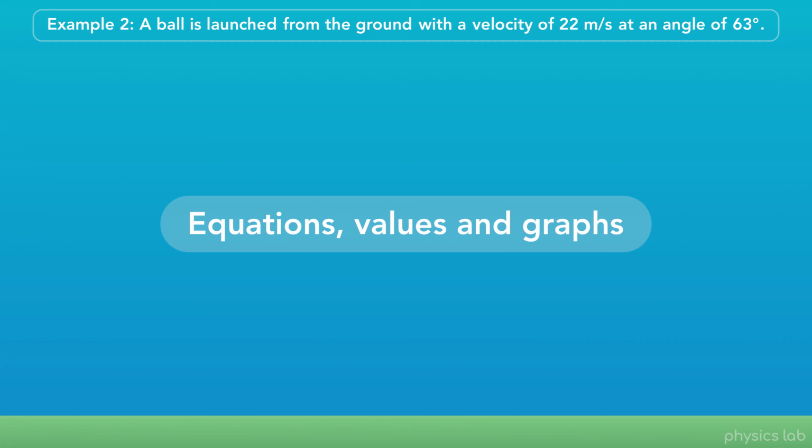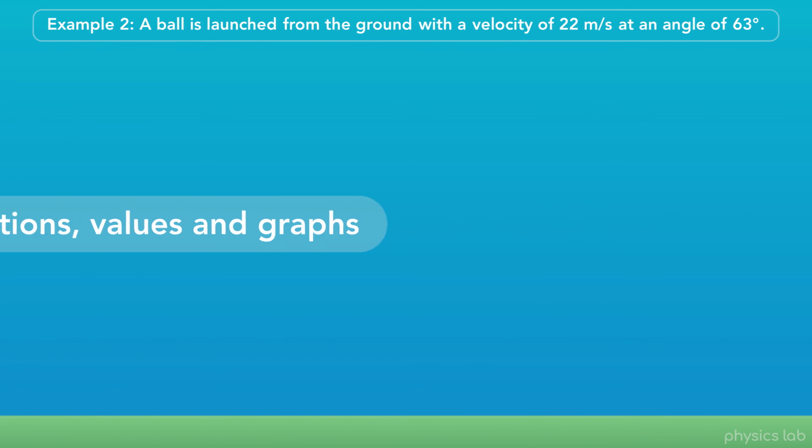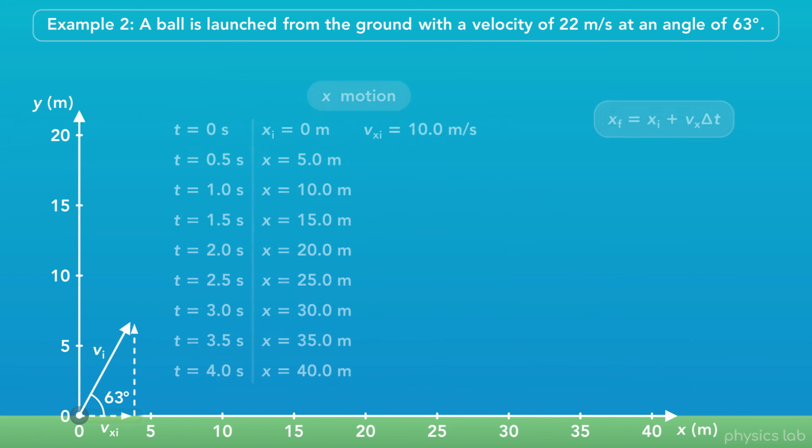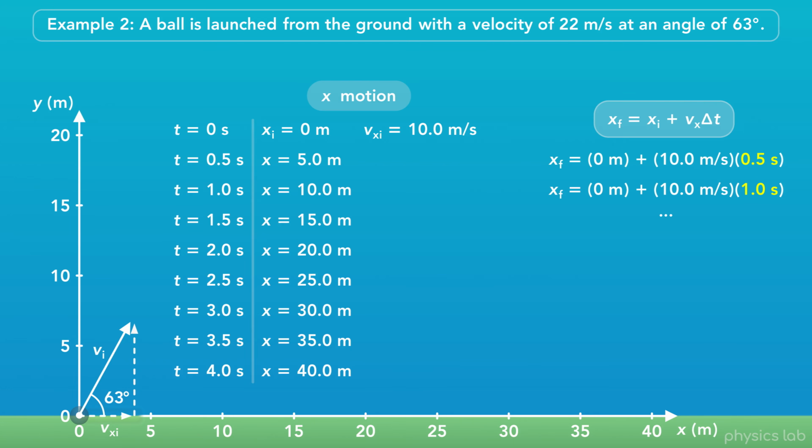Now let's quickly run through the actual values of the positions and velocities. Then we can look at the motion graphs for this example. Let's start with the x motion. We can use this equation to find the x position at each time point like before. We plug in 0 meters for the initial x position, 10 meters per second for the x velocity, and the times to get the x positions.